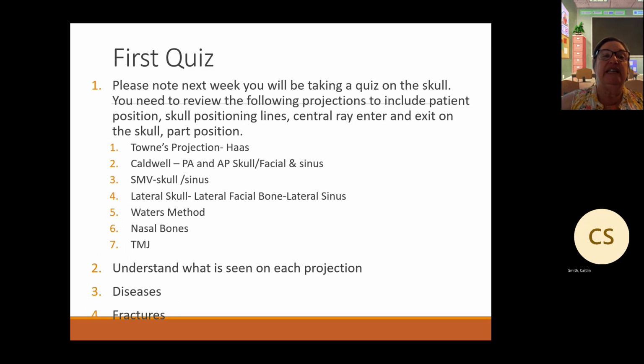Understand what is seen on each projection. Go through the diseases that I've put on this PowerPoint and the fractures. Make sure you know those.